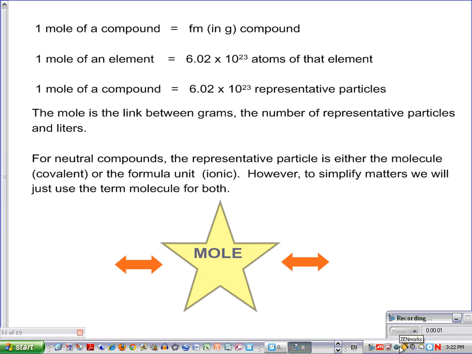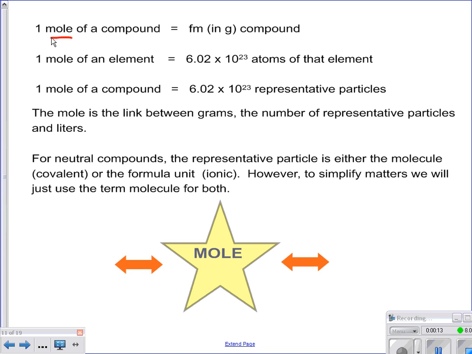We are talking about mole calculations, and on your sheet you are going to notice that there is some information about how you convert between moles and different units. So we can say that a mole of any compound is equal to its weight in grams. In other words, it's the formula mass of that compound. So you would obviously need a periodic table for that.